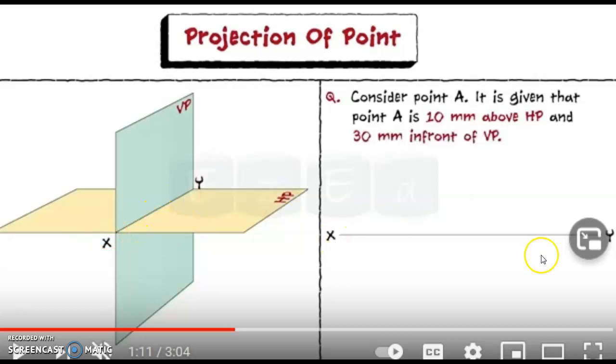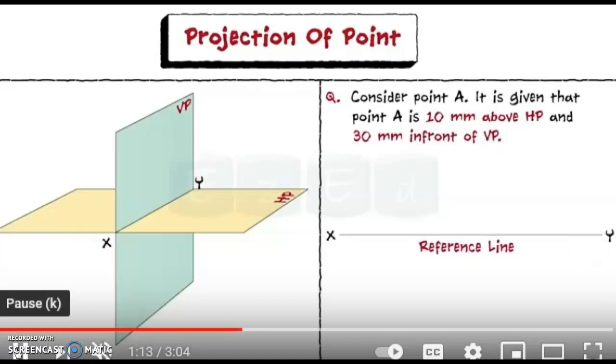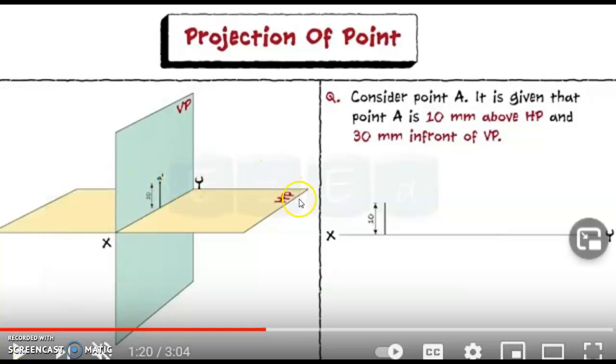So there is an XY line. What is an XY line? The vertical plane and horizontal plane are perpendicularly joined, and the line joining them is the XY line. We draw that XY line in our paper. Then the point is 10 mm above HP and 30 mm in front of VP. So 10 mm above HP we will get from this position on the front view. If we look from here, we will get the point A dash, which is 10 mm from the XY line.